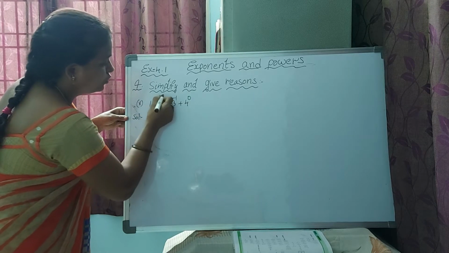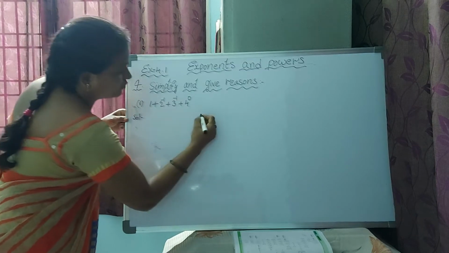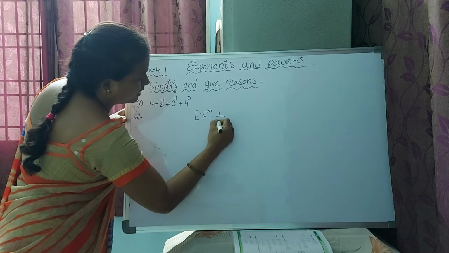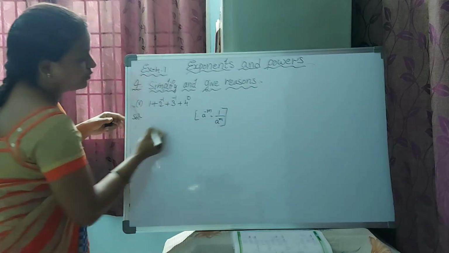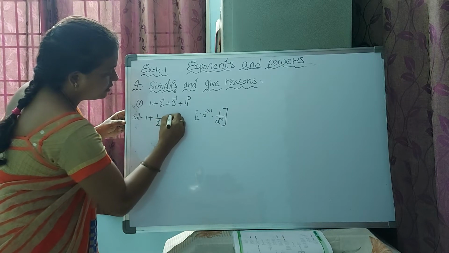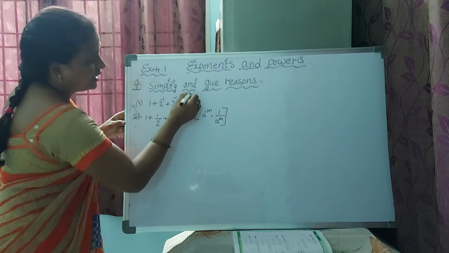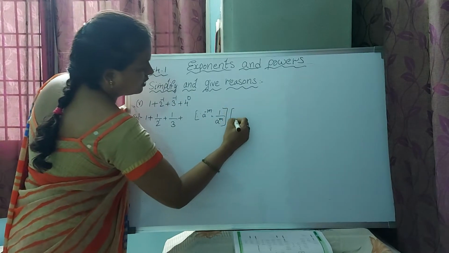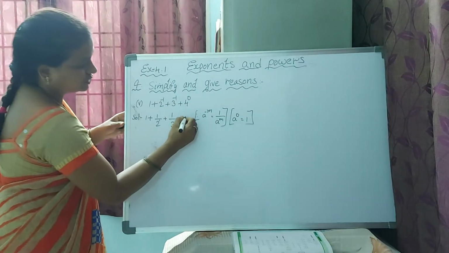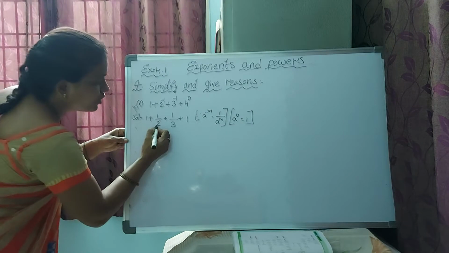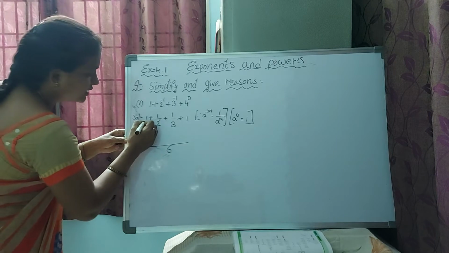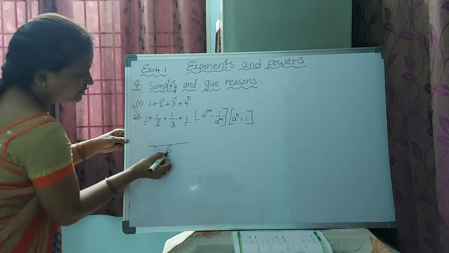See here, 2 power minus 1, 3 power minus 1. We can change this using a power minus m is equal to 1 by a power m. In this formula we have to change it. 1 plus 1 by 2 plus 1 by 3 plus anything power 0. A power 0 is equal to 1, so here 4 power 0 is equal to 1. For 2 and 3 you take the LCM. LCM is nothing but 6. Here nothing is there, so if you divide with 1, 6 only.